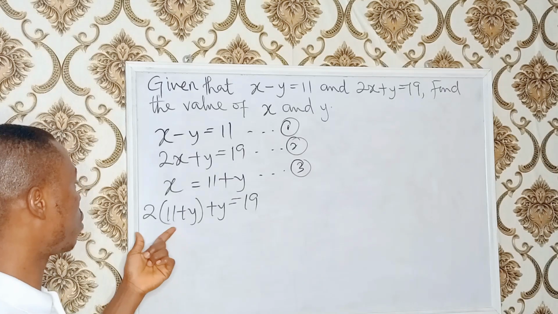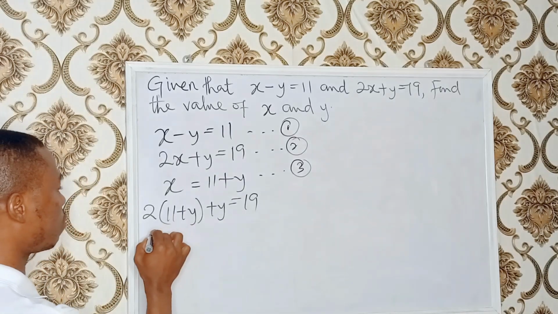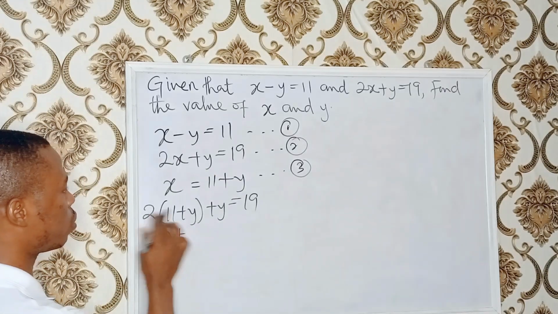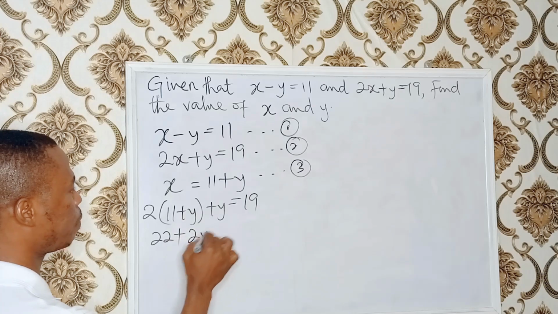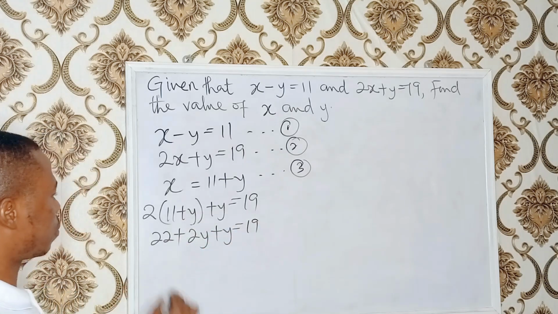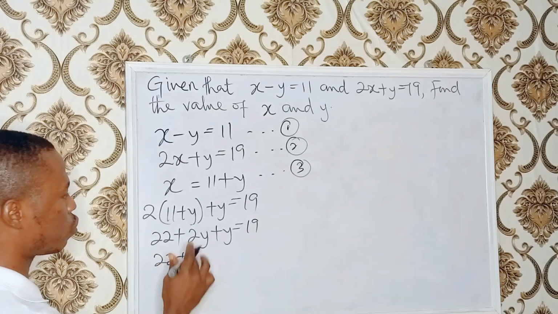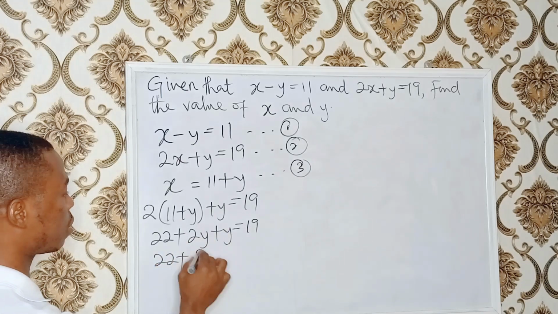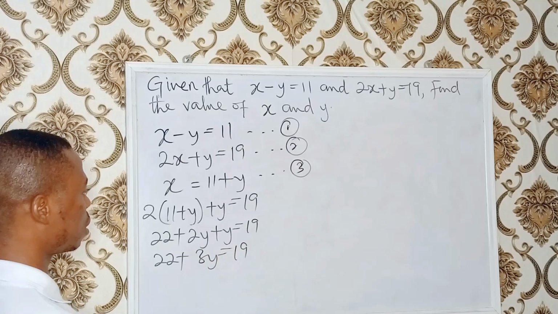Alright, now from here we'll open these brackets. 2 times 11 gives us 22, 2 times y, that gives us 2y, plus y equals 19. Alright, so 22 plus 2y plus y, that gives us 3y equals 19.